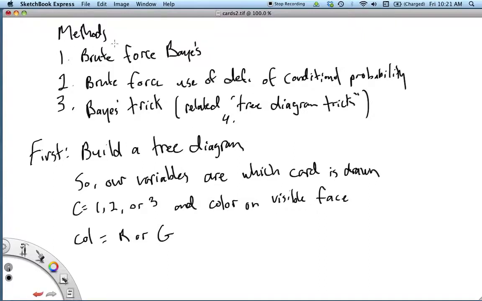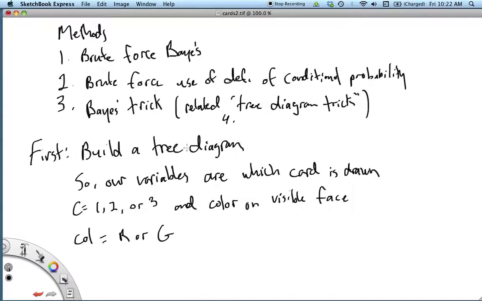The first is to use Bayes' theorem, and I consider this to be a sort of brute force approach. Secondly, you could use the definition of conditional probability, and when I do that, you'll see that it's almost the same thing as just using Bayes' theorem. You end up in a very similar boat, but the path that you take to get there is different. Thirdly, you could use what I call the Bayes trick. If you have experience doing this sort of problem, you can see that this trick will work. And fourthly, there's the tree diagram trick, which is the most concise of all of the methods.